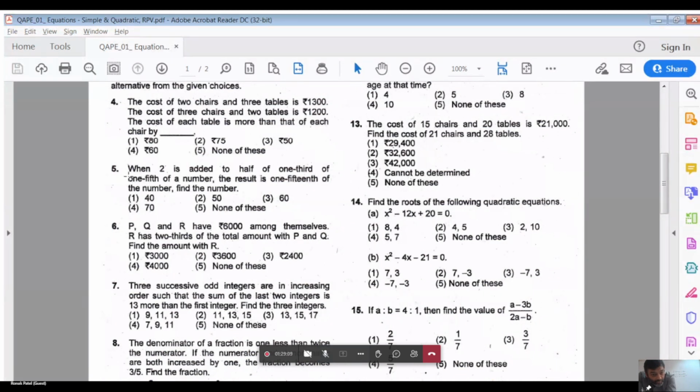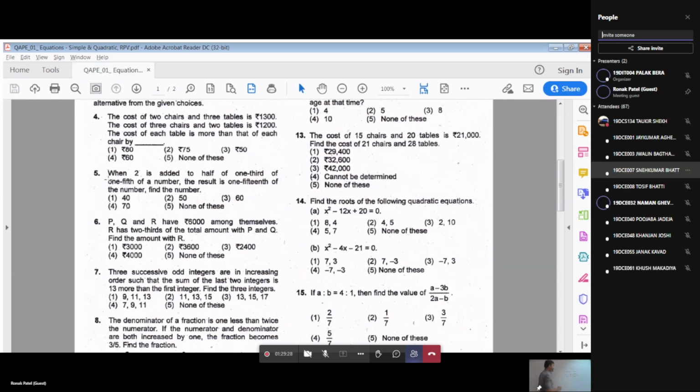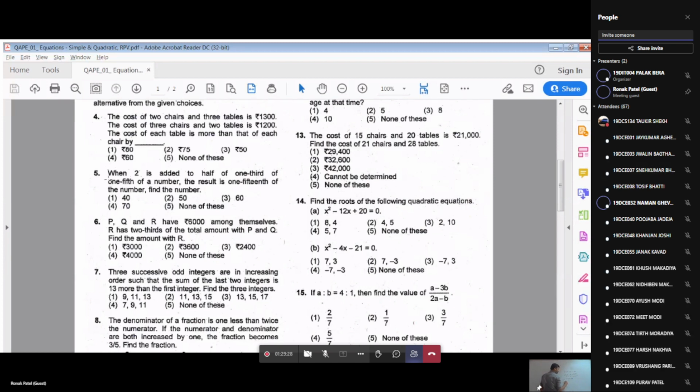2400. All right, how did you get that 2400? I have replaced R with 2 by 3 of P plus Q. Okay, fine. So R is 2 by 3 of P plus Q. So R is 2/3 of what? Of the total amount P and Q have. So can I think in this way? R is 2/3 of P plus Q. So R upon P plus Q is equal to 2 by 3.